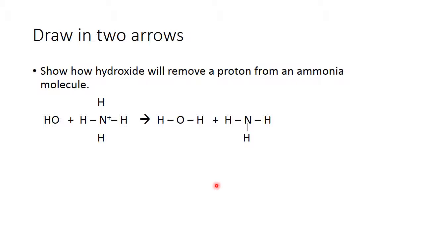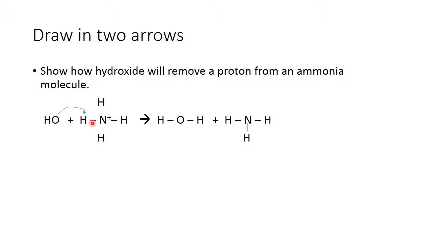Now, on this, go ahead and show how hydroxide will remove a proton from an ammonia molecule. Okay, to do this, the hydroxide is going to reach out and grab a proton. To do that, it must have an arrow. So here, it takes its non-bonding pairs and reaches out and grabs a proton. Do not show an arrow going from the hydrogen over to the oxygen because we are not showing atom movement, we're showing electron movement.